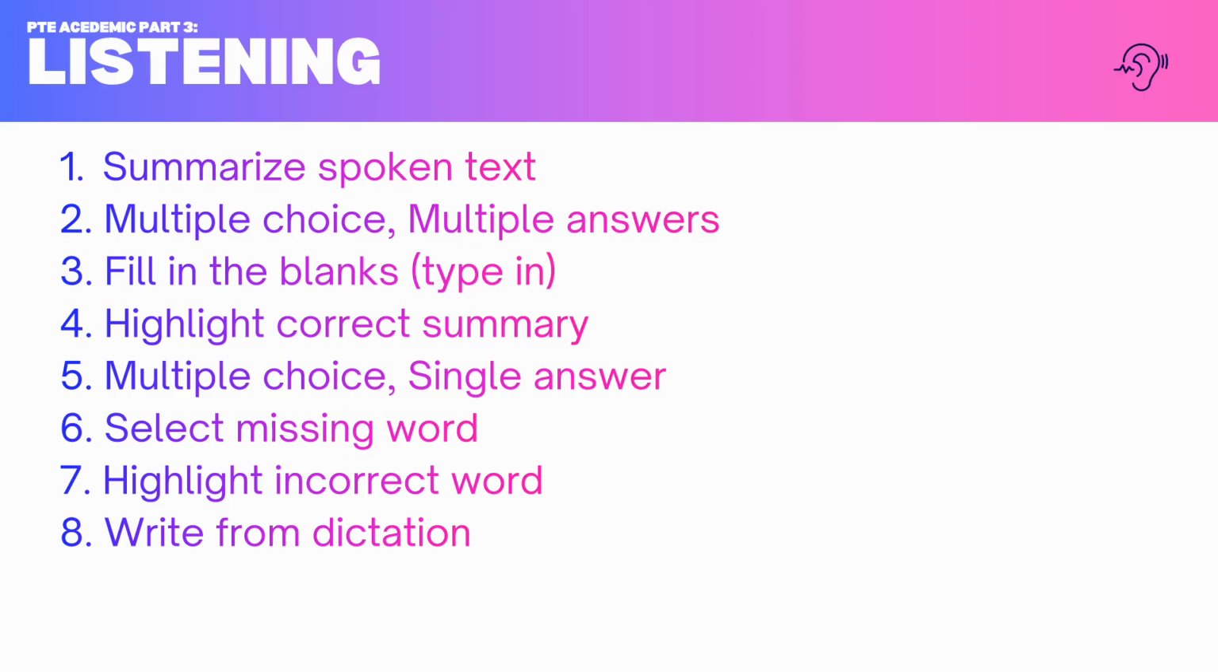Select missing word asks you to choose an appropriate word to complete the audio. The last word or the group of words in the recording are replaced by a beep sound. In highlight incorrect word, while listening to the recording, you identify a word in the transcript that does not match the audio. This question type will assess listening and reading skills. The final task is write from dictation, where you type as many words as you can remember from a spoken sentence.